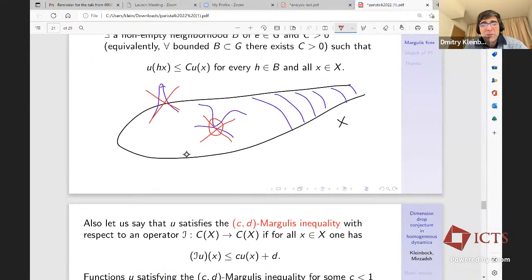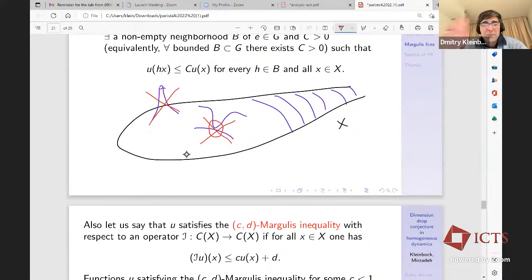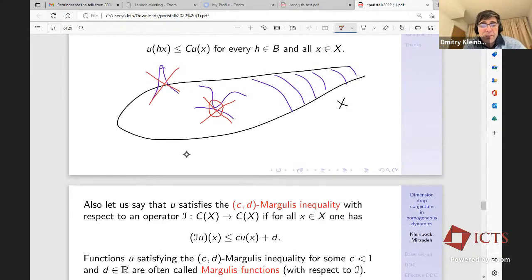And then the main axiom is the so-called Margulis inequality. With respect to some operator sending continuous functions to continuous functions, you say that this U satisfies such an inequality if, whenever you apply this operator to U, the value at a point X will not be greater than C times U of X plus D. And this C and D are parameters of this inequality. And these functions are called Margulis functions. So the height functions satisfying this inequality are called Margulis functions. There is a very nice survey by Alex Eskin and Shahar Mozes in the Margulis birthday conference volume, which we just published.